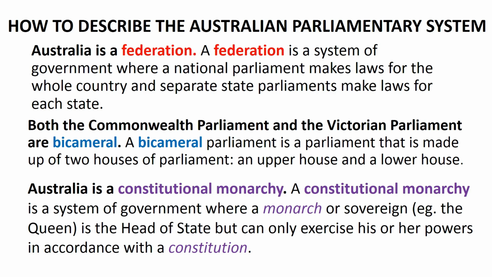Now, hundreds of years ago, the King or Queen could have made laws by themselves. However, our Australian Constitution says that it is the Commonwealth Parliament and not the King or Queen, not the monarch, who can make laws for Australia. In fact, our Constitution gives very little real power to the King or Queen or their representative in Australia, which is the Governor-General.